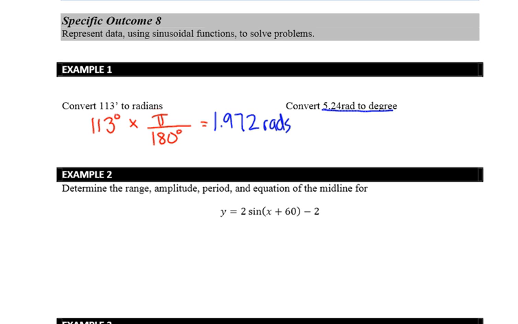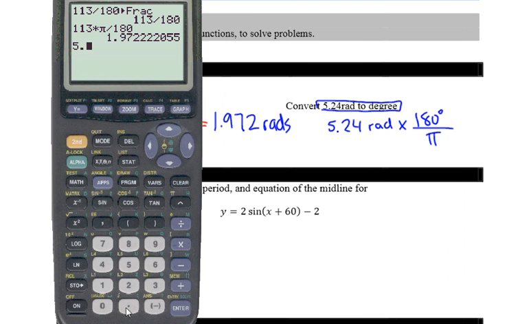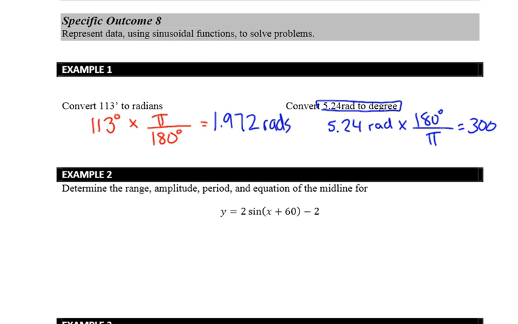Convert 5.2 radians to degrees. So what do we multiply if I want to change it to a degree? 180 over pi. So we have 5.24 times 180 divided by pi. 300.2 degrees. Okay, it's pretty basic. So one of the big portions of this unit was understanding the equation of the line.